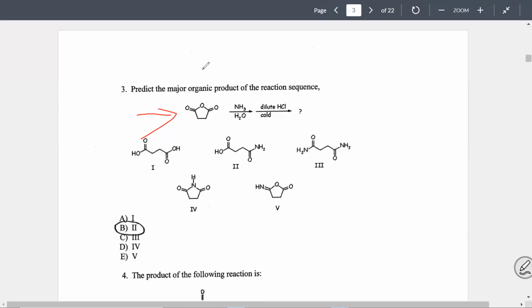Wait, you said it was a what? So cyclic anhydride? It's an acidic anhydride. Acetic anhydride. Okay, that's just the name of the common functional group. What do you say?